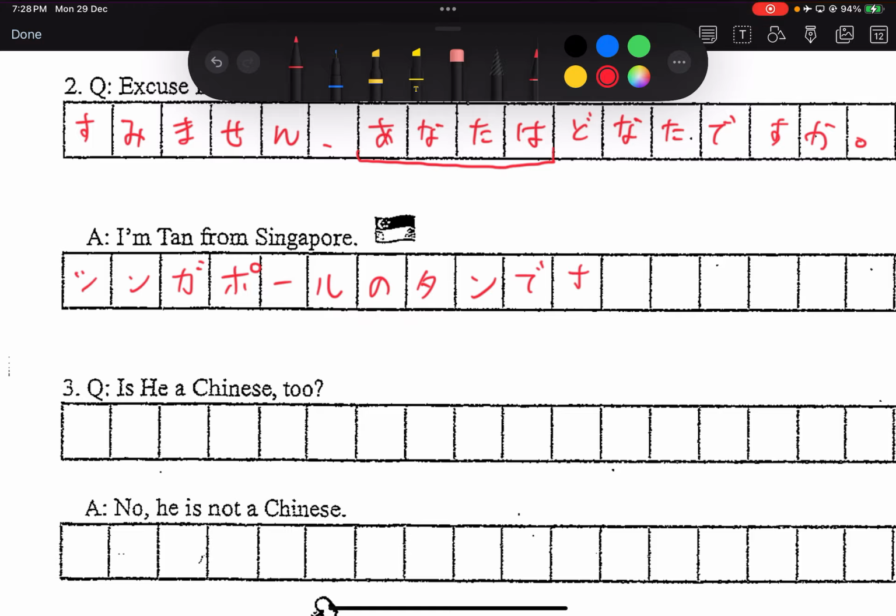I really can't remember anything. Okay, so in this case, we can say 私はシンガポールのタンです。I didn't write 私 because we already know who we are talking about. So when you're replying, you can just say シンガポールのタンです。Do you say タンさんです? No, right? You're talking about yourself, so you don't need to give yourself the san.